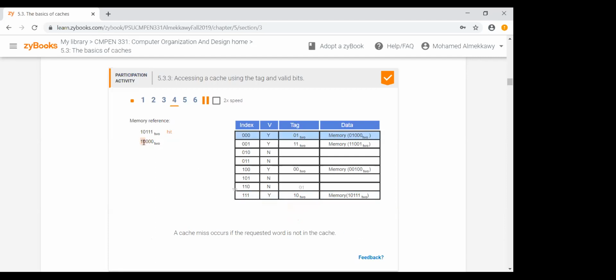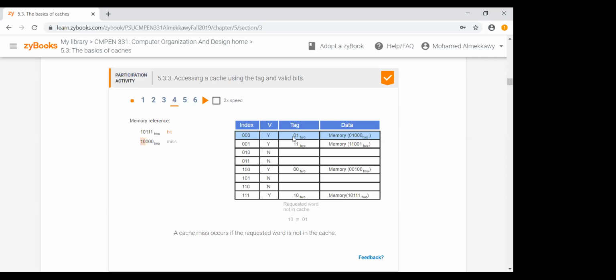Next, we have another data, 10000. If I look at the first 3 bits, I know now that should belong to the address 000. If I look at the tag, the tag here is 01. Oh, this is basically not the data that I'm looking for. Even if it is sharing exactly the same parking spot, it's not the same. And since it is not the same, I miss.